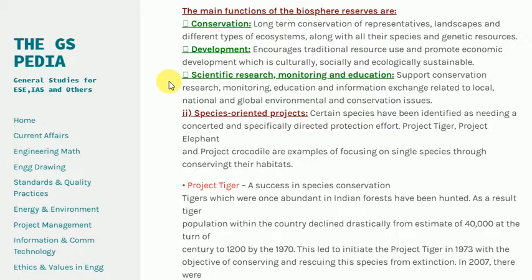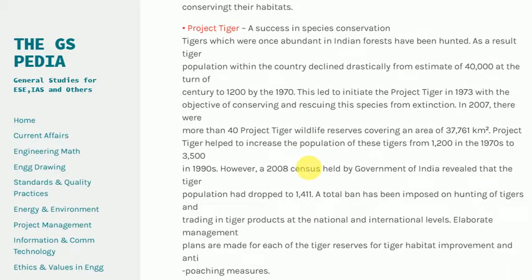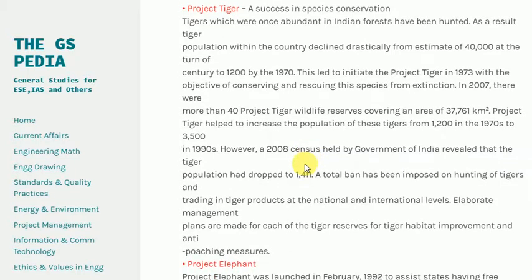2. Species-oriented projects. Certain species have been identified as needing a concerted and specifically directed protection effort. Project Tiger, Project Elephant, and Project Crocodile are examples of focusing on single species through conserving their habitats. Project Tiger, a success in species conservation. Tigers, which were once abundant in Indian forests, have been hunted.